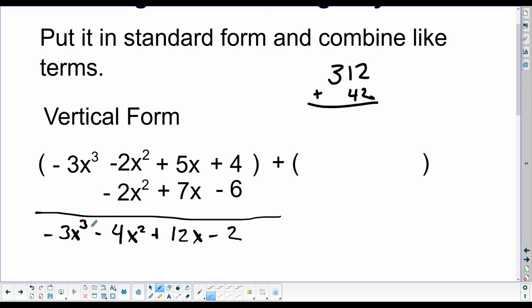X cubed. So notice that the degree of this did not change. I didn't get rid of any of these. That may not always be the case, but in this case the degree did not change. Neither did the number of terms. So we started with a cubic polynomial with 4 terms. We added a quadratic polynomial with 3 terms, a quadratic trinomial. And our result was a cubic polynomial with 4 terms. The leading coefficient is -3.